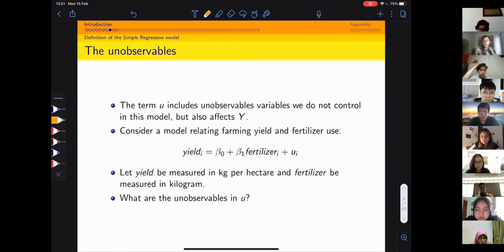Now suppose that yield is measured in kilogram per hectare and fertilizer is measured in kilogram. Now I'm going to give you guys about 45 seconds to think about what are the unobservables in yield. Okay, starting from now. If you have any idea, please unmute yourself and share your ideas with your classmates.